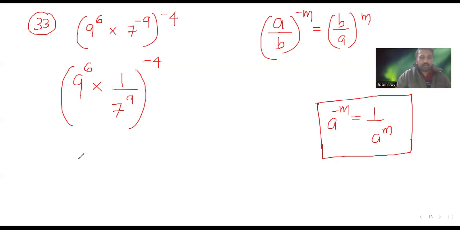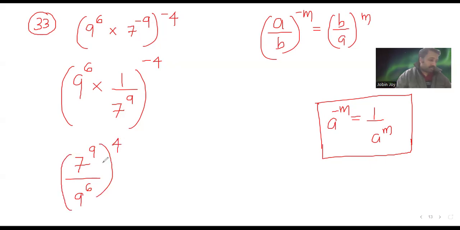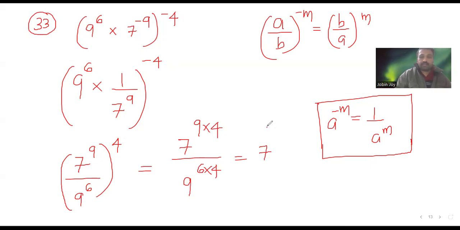So I can write it like this: 7 raised to 9 divided by 9 raised to 6. Then I will change the sign of the power. It's 4. So 7 raised to 9 divided by 9 raised to 6, the whole raised to 4. So this will be 7 raised to 9 into 4 divided by 9 raised to 6 into 4, which is 7 raised to 36 divided by 9 raised to 24. So the answer is 7 raised to 36 divided by 9 raised to 24.